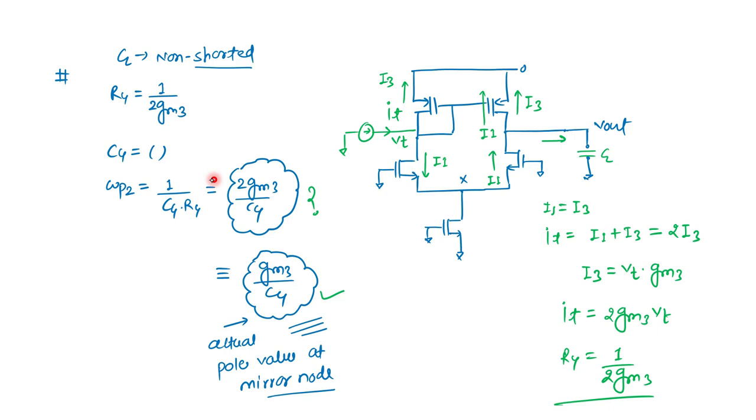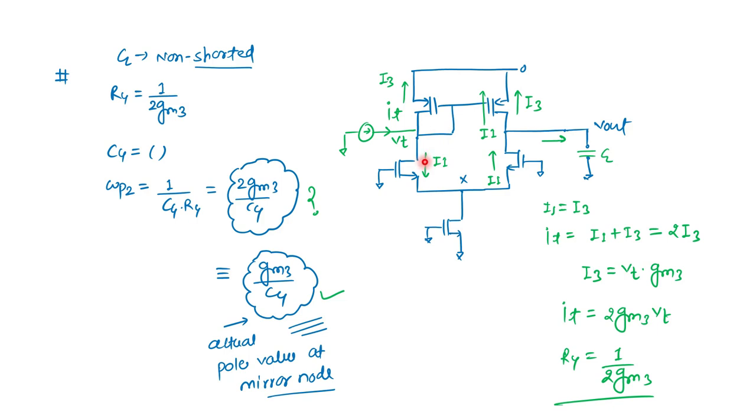The factor of 2 is coming extra only because we are considering that the cap is not shorted and no current is going toward the output terminal, or that the complete current I1 is folding back and coming to this M4. In this case, we get the pole frequency at 2 GM3 by CY. But the actual answer is GM3 by CY. How it comes, we can see.